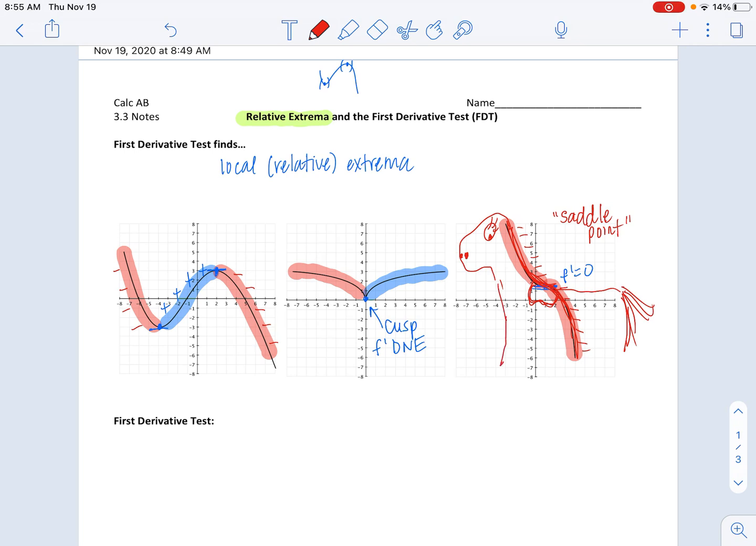Let's go ahead and explicitly state what the first derivative test is. So it's a very simple test. F has a local minimum.